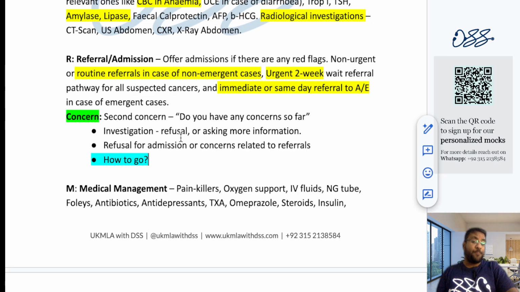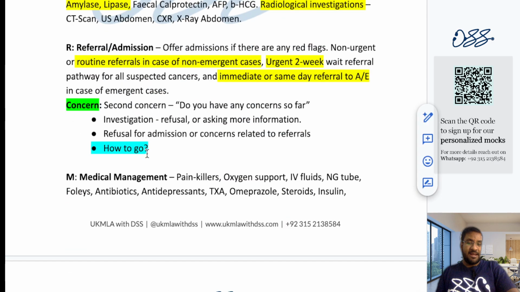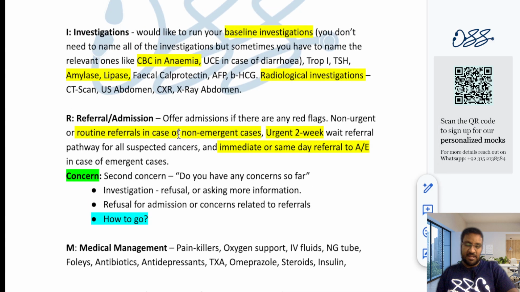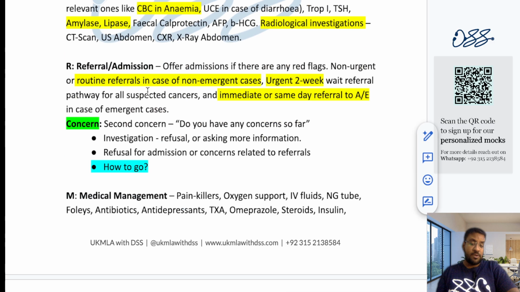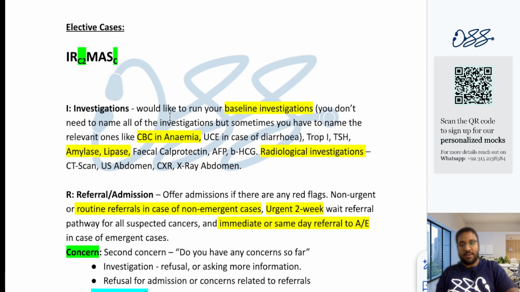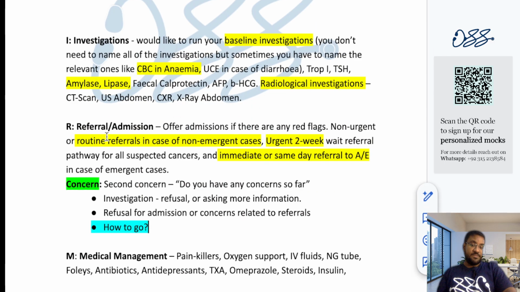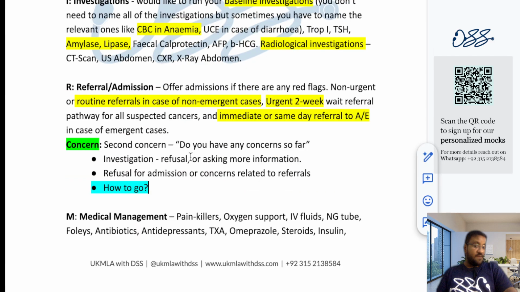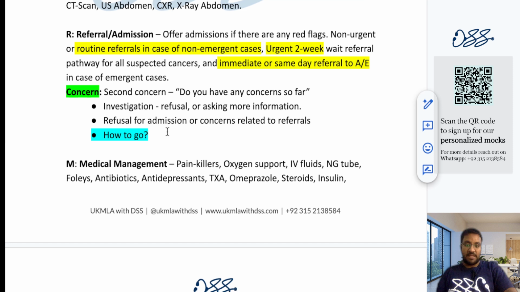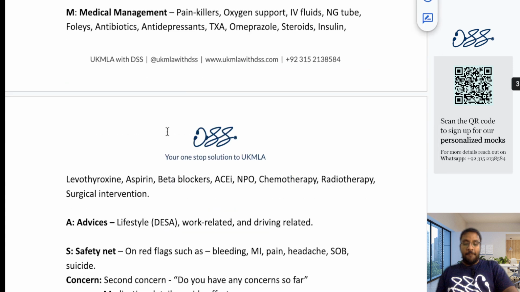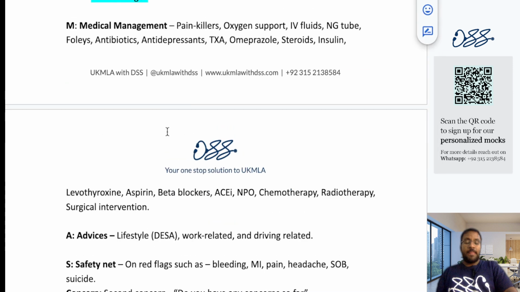These are just the possible concerns. It's unlikely that they drop any other concern other than the ones I'm sharing with you, but this is what you can expect in the exam. So the IR and the second concern, or the C, is already covered in a lot of detail. So that's good. Now let's move on to the next part.